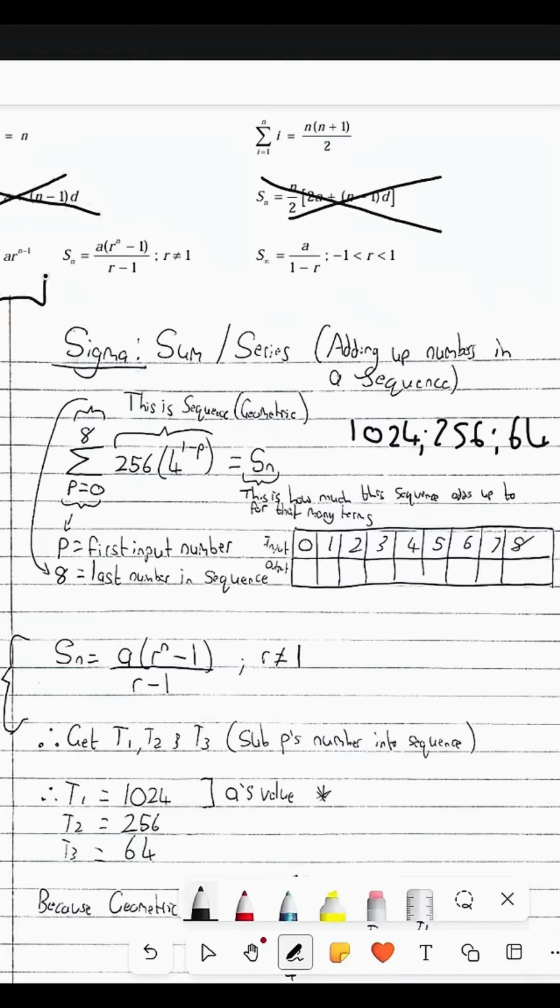So that means if we have a geometric sequence over here, we have to see, do we go all the way up to infinity or do we end at a number? In this case, we do not go up to infinity, which means we aren't working with this formula and we are just working with this series formula down here.